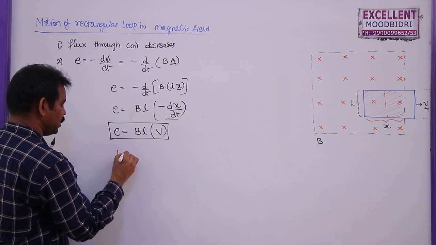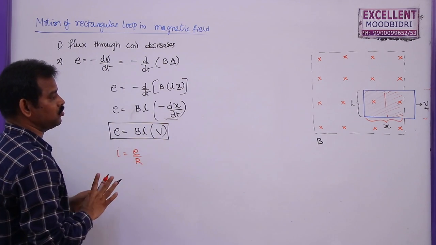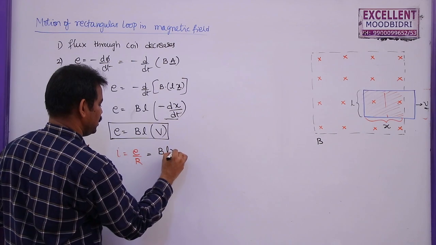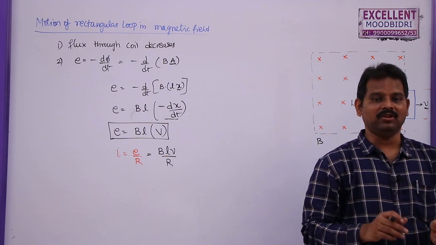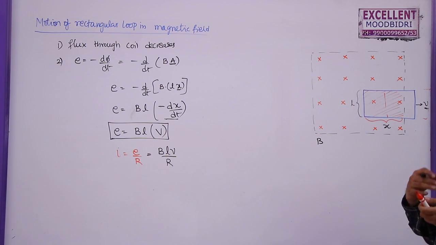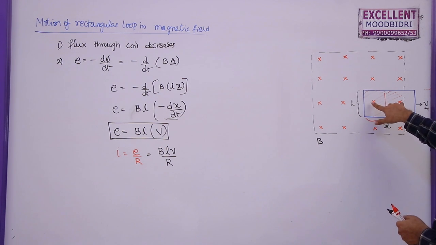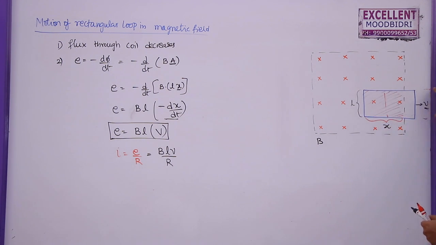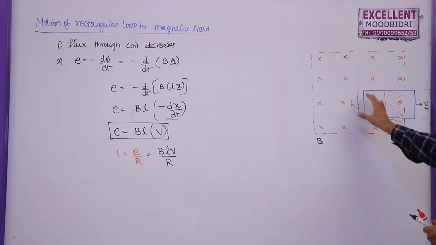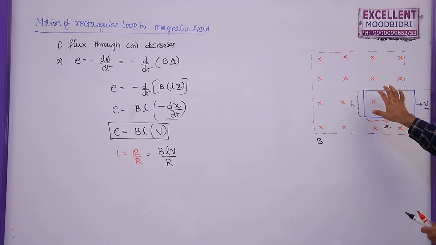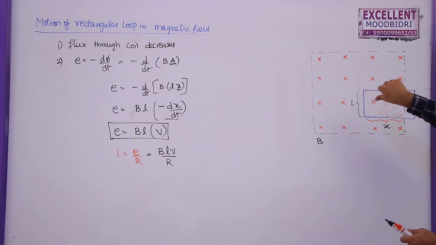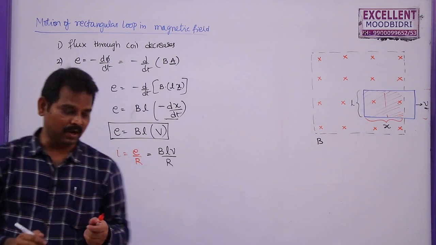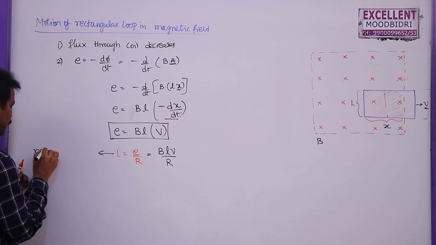Now what is the induced current here? Let us say the resistance of the coil is R. Then I is E by R, which is B L v by R. Whenever the flux is decreasing, the direction of the induced current is such that it will try to increase the flux. Here the flux through the loop is decreasing when the loop is taken out. So according to Lenz's law, the induced current will try to increase the flux. To increase the flux, the flux due to the induced current must be inward. So the current should be in the clockwise direction. So what is the direction of current here? This I must be clockwise.